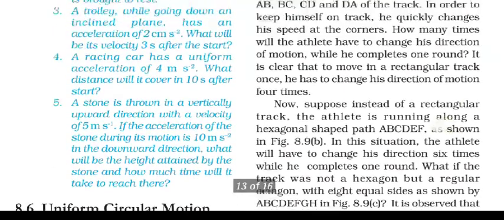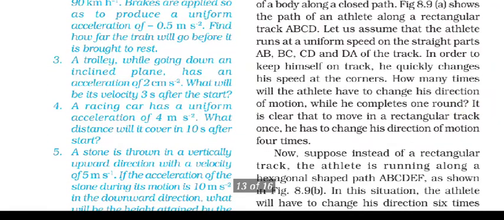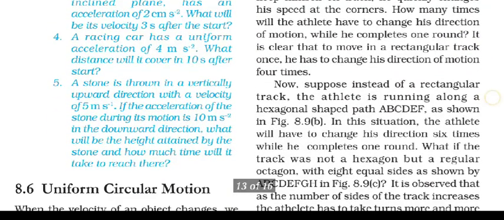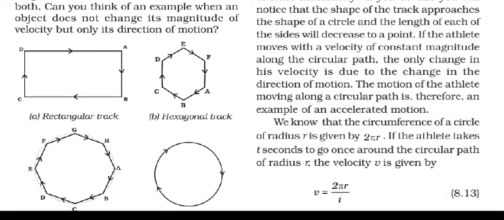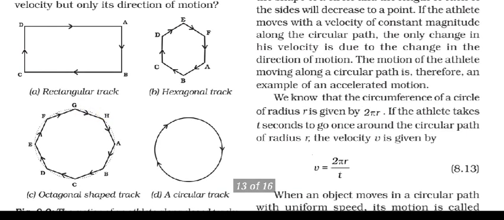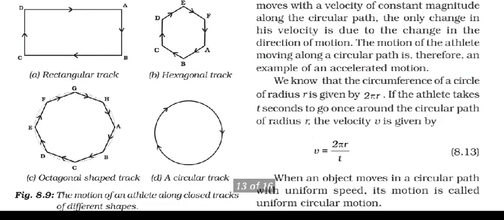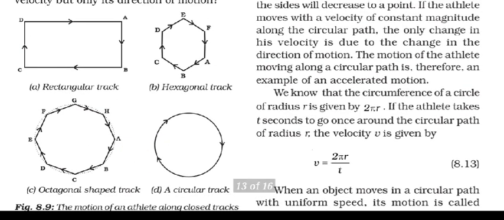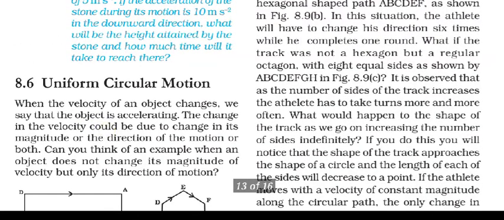Now we can consider the closed path, the octagonal one in the example here. Now the motion of an athlete moving along a circular path is an example of accelerated motion, because it is moving with the same speed. When it turns, it changes to another motion, and then another, so it is accelerating one by one. That is why it is a circular motion.